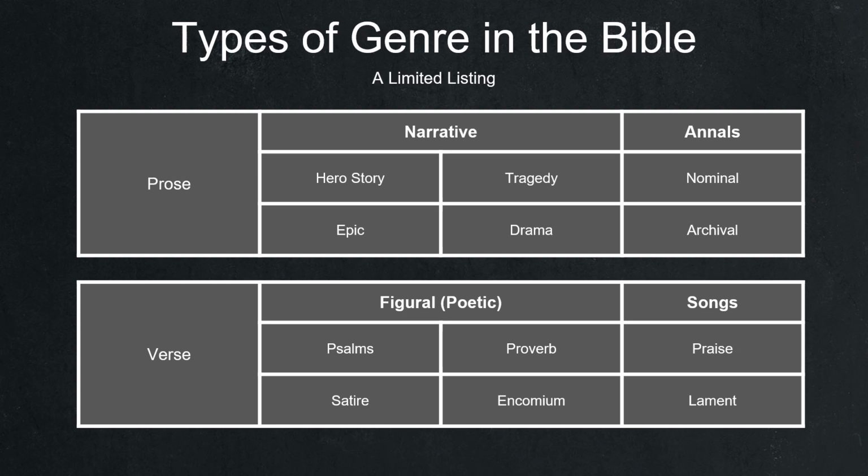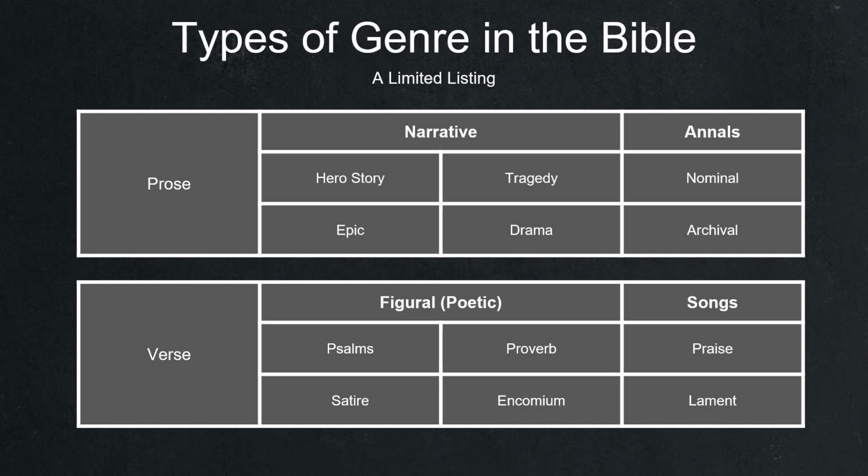So here might be a helpful list to start with, though scholars will go on and on. Longman is going to argue there are two main types of genre. You can have the prose genre, which is narrative, or the verse genre, which is poetry. Those are somewhat interchangeable. I prefer prose and verse to narrative and poetry because I do think those are subcategories of prose and verse. And so in narrative, you can have hero stories, tragedies, epics, and drama.